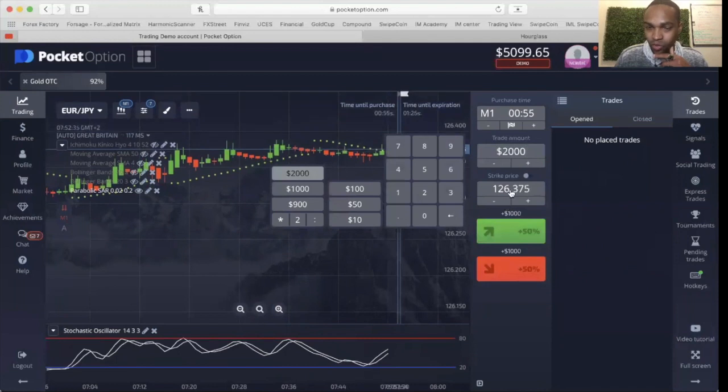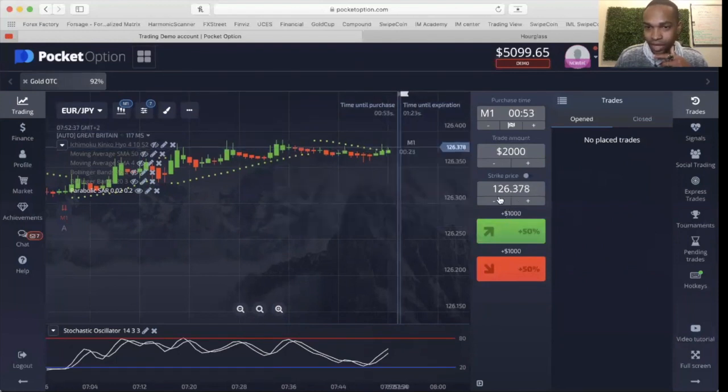The strike price is where current price is at. This is really not a major important area until you actually get into trading. And this is the call and the put, the buy and the sell. So if you feel like the market is going to go higher, you go ahead and click that button. If you feel like the market is going to be lower, go ahead and click that button. And this is the basic navigation.